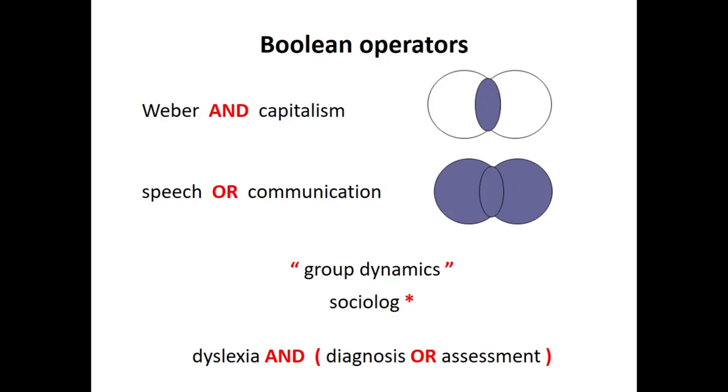Most of the bigger databases, if you go to the advanced search option, will give you a set of boxes with the ANDs and the ORs already available so that you can put in your search terms like this. And your searches do not need to be any more complex than this. It is better to do several separate searches rather than making a single search unnecessarily complex.